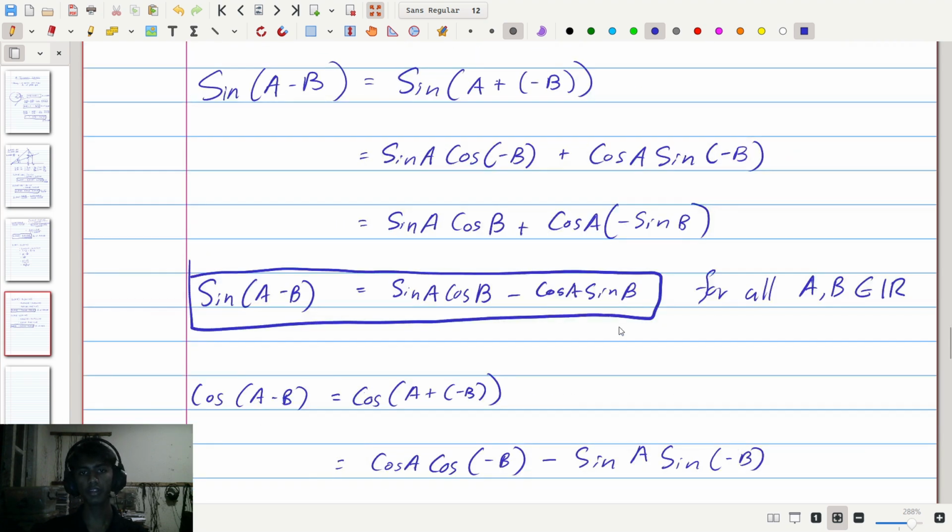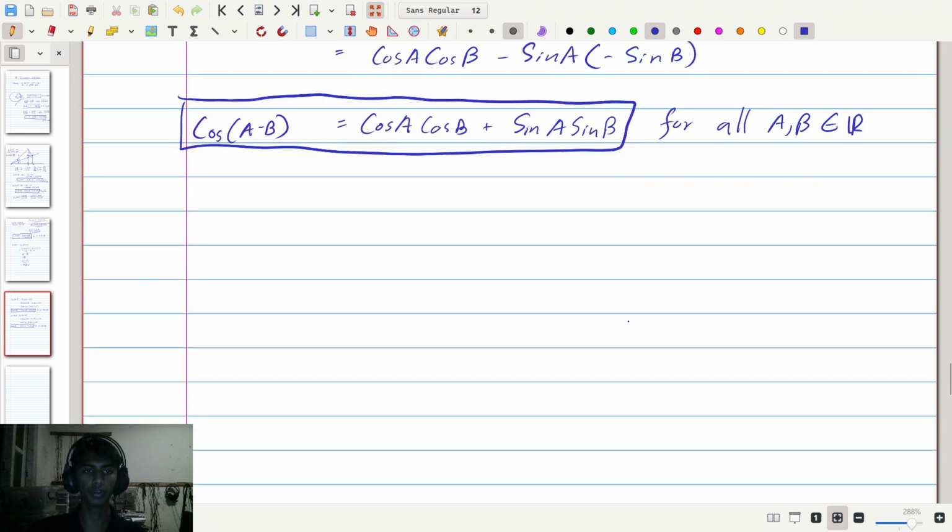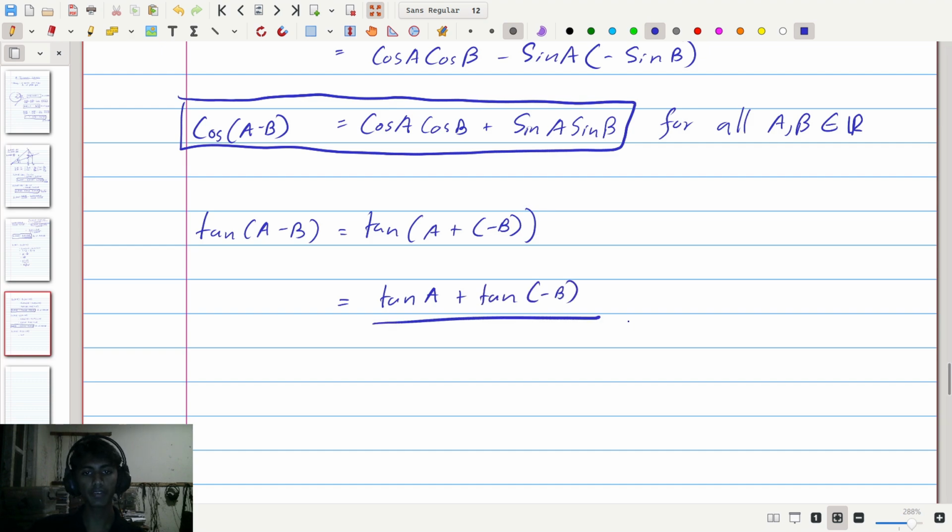Now furthermore, in similar fashion, we can find it for tan also. Considering tan of a minus b, tan of a minus b is tan of a plus negative b, and then substituting, we get tan of a plus b is tan a plus tan b divided by 1 minus tan a tan b. So this tan of a plus negative b would be tan of a plus tan of negative b divided by 1 minus tan of a times tan of negative b.